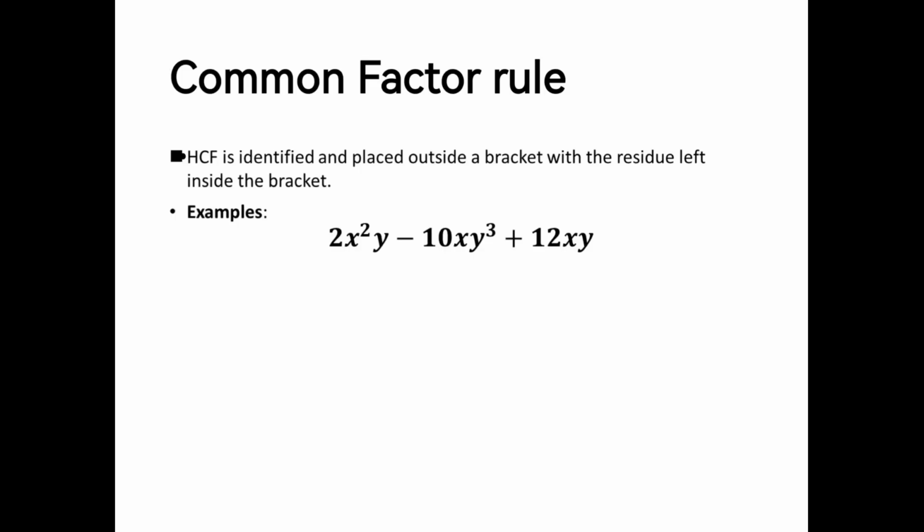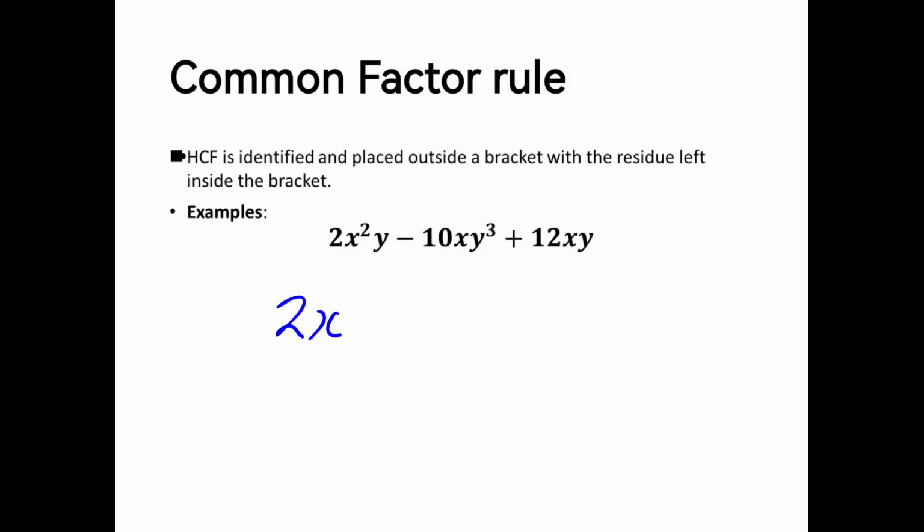Now here is an example: 2x squared y minus 10xy cubed plus 12xy. When we study this, we can see that 2 is the highest common factor amongst the constants. x is the highest common factor amongst the x's, and y is the highest common factor amongst the y's. So therefore, we're going to combine 2, x and y to form the term 2xy and place that outside the brackets.